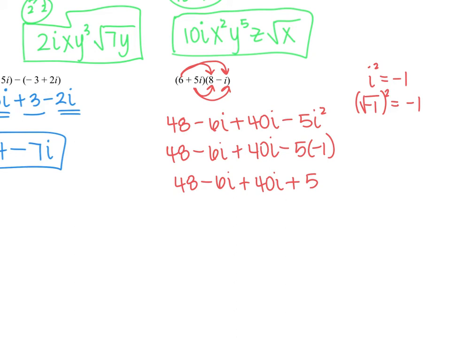So we get 48 minus 6i plus 40i plus 5. Now it's an addition problem, and we're going to combine like terms. So 48 plus 5 gives us 53, and negative 6i plus 40i gives us 34i.